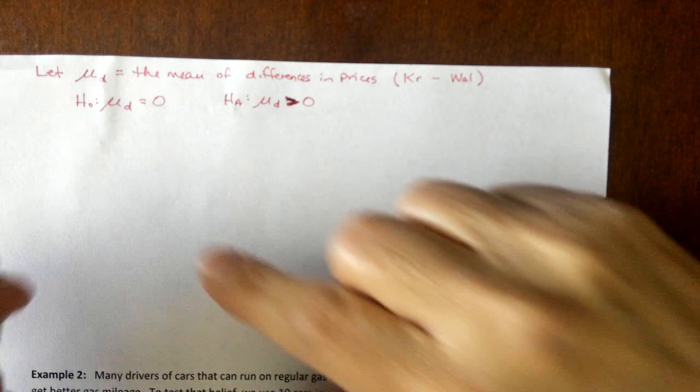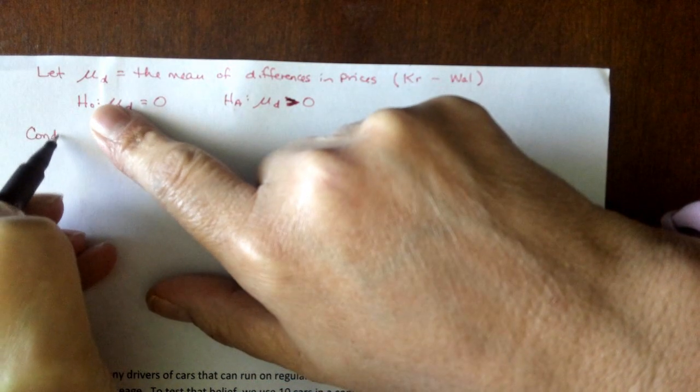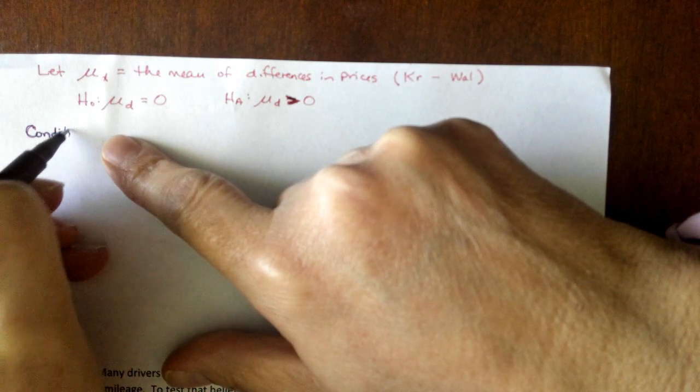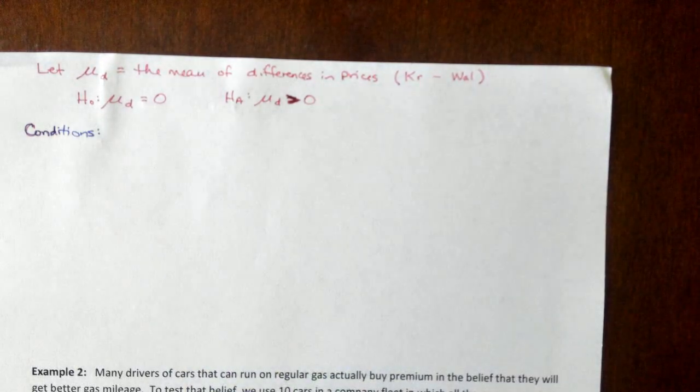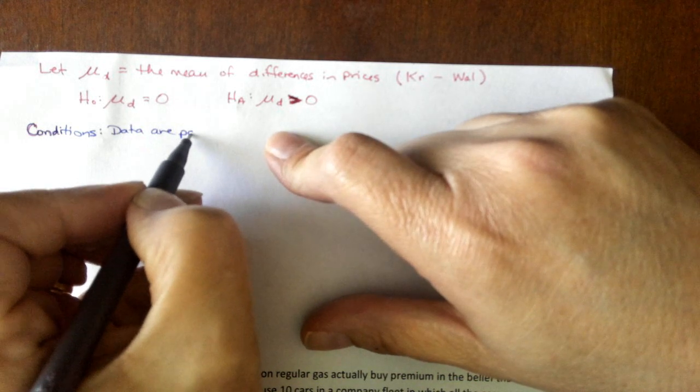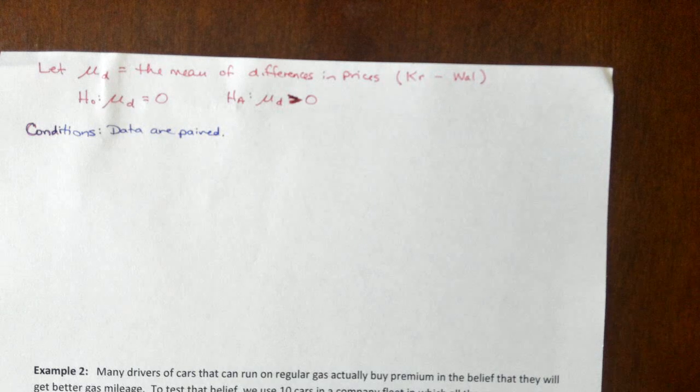Okay, so now let's do conditions. You change colors. Maybe the blue will show up a little bit better. Okay, so data are obviously paired. The second new condition is that each of the differences, the difference in the price of bread, the difference in the price of milk, the difference in the price of eggs, the difference in the price of laundry detergent, those differences are independent of each other. Those items come from a variety of different sources, so that's probably true.